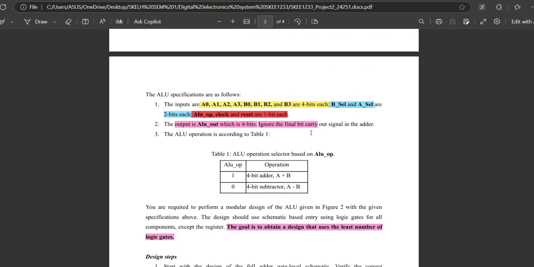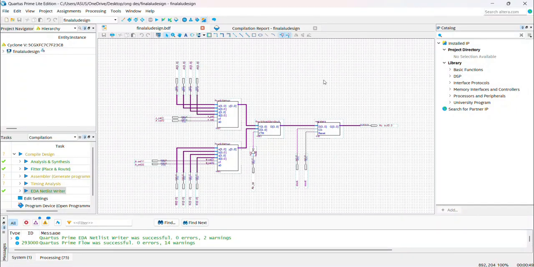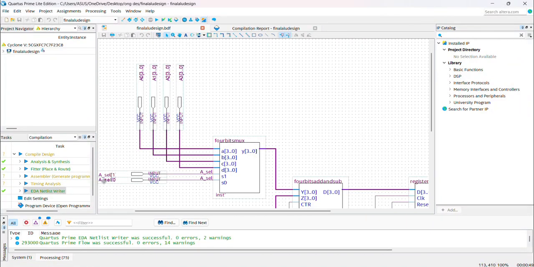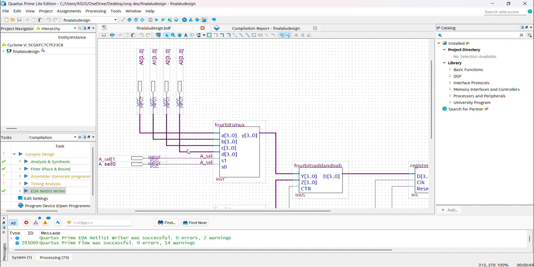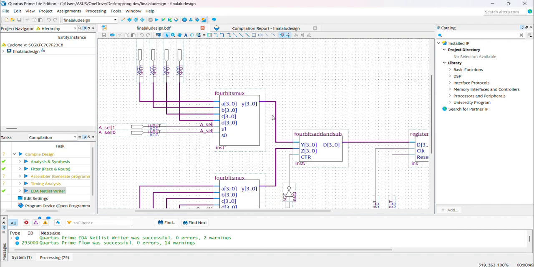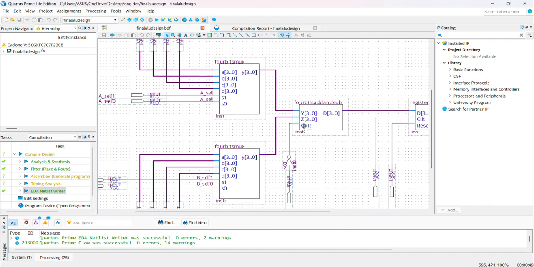and 0 is the subtractor operation, A minus B. Okay, looking at our circuit design in Quartus Prime, we have 4-bit muxes, and we have this 4-bit adder and subtractor, and the A select 1 and A select 0 switches select the input for the 4-bit mux. A0 has 4 bits of input, A1 has 4 bits of input, A2 has 4 bits, and the same for A3. The selector is used to select which input they are going to take to output from the multiplexer.